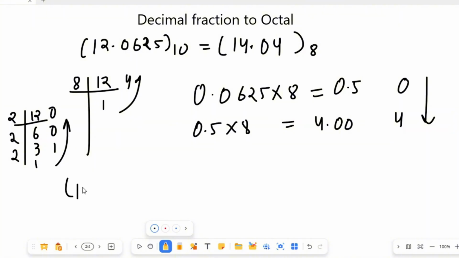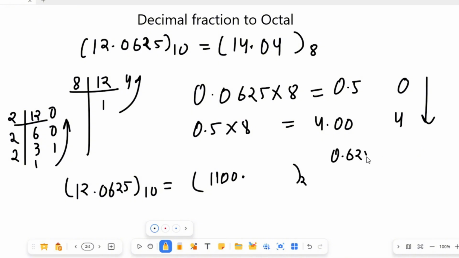Okay. So suppose I take the same number 12.0625 to the base 10, and I want to convert it to the base 2. In that case, you will get 1 down to up, so you will get 1100 point. After the point now what you have is 0.0625. So again what will we do, 0.0625 multiplied by 2, so you will get 0.125.